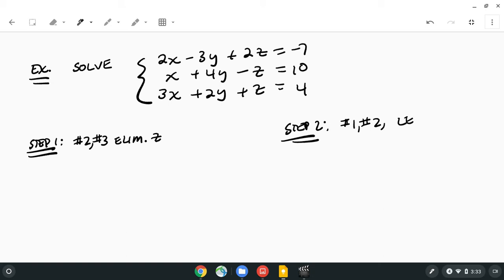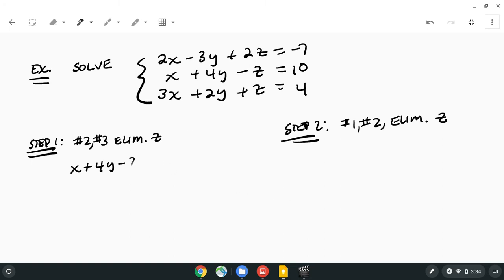And I will eliminate z. Whatever you choose to eliminate, you have to do that in both of them, okay? So if you choose x here, you have to choose x here, okay? All right, so I'm going to choose 2 and 3. So these two, equation 2 and equation 3, to eliminate the z. So let me go ahead and write that down.